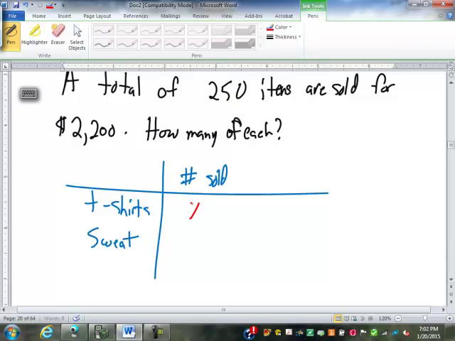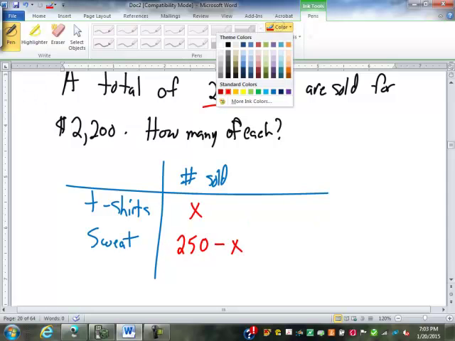T-shirts. Okay, so if the number of t-shirts is X, how do we represent the number of sweatshirts then? Well, if I were to tell you that 100 t-shirts sold, how many sweatshirts would have to sell? 150. Where'd you get that number? Yeah, 250 minus 100, right? Well, we don't know how many t-shirts sold, but it's the same process. It's 250 minus the number of t-shirts, or 250 minus X is the number of sweatshirts sold.